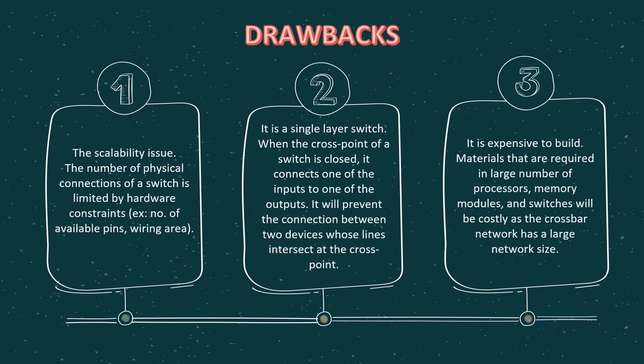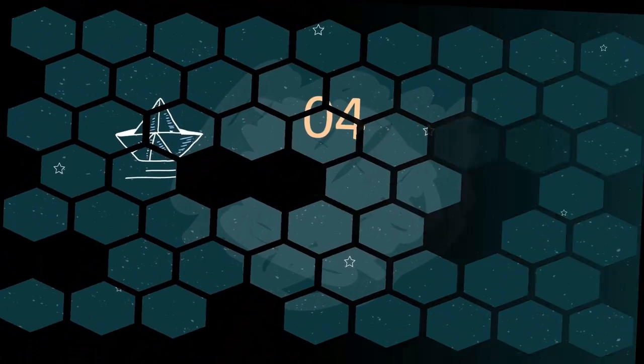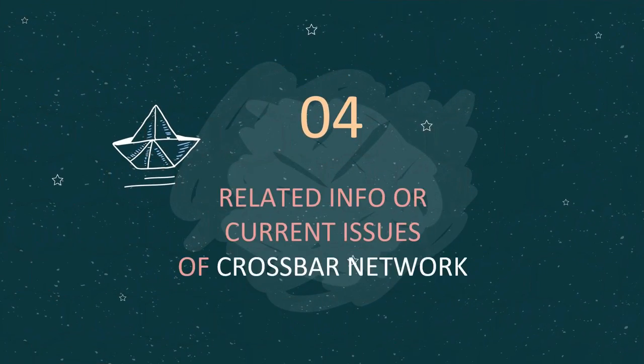Lastly, it is expensive to build. The materials required for a large number of processors, memory modules, and switches will be costly as the crossbar network has a large network size. There is some research done by others and current issues related to the crossbar network.